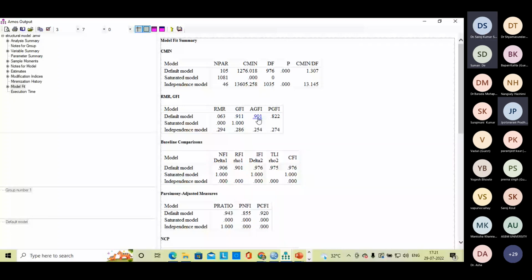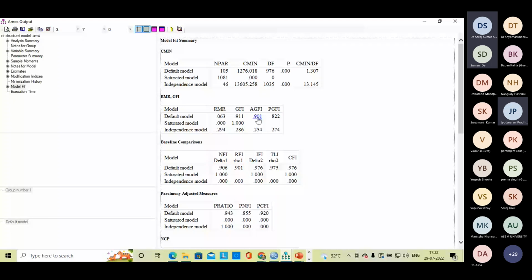AGFI is also above 0.9. If it is more than 0.95, then you give the citation of another article, Hu and Bentler, 1999. Another very good, famous author, Kroesgaard, has said that it should be more than 0.95. So you can cite any one such article and say that GFI and AGFI are more than 0.9. So there is an indication that the model is fitting the data, or there is a goodness of fit.